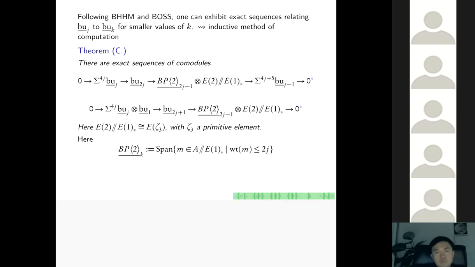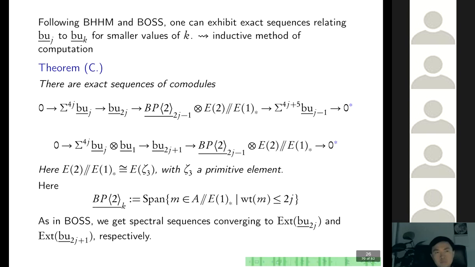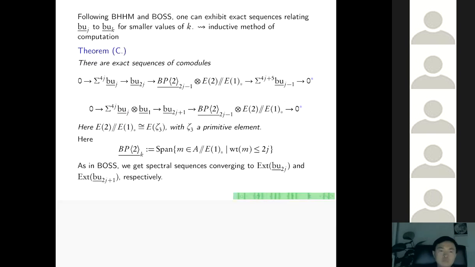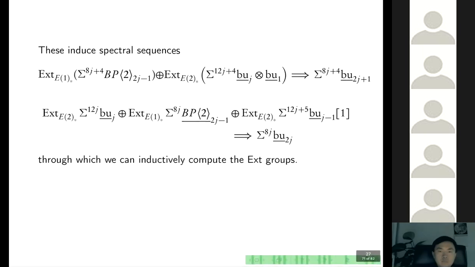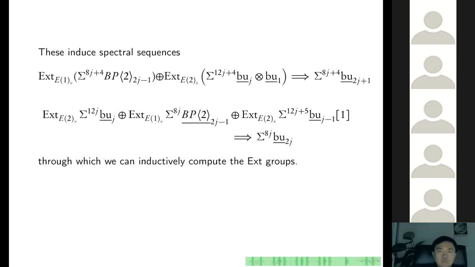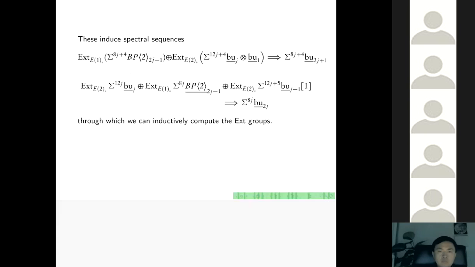Anyway, in both of these exact sequences, the thing you're really wanting to compute is the Ext groups for BU2J or BU2J plus 1. And so we regard these exact sequences as giving us spectral sequences converging to these desired Ext groups. And they look like this. In the case of trying to compute Ext of BU2J plus 1, you get an E1 term which is the direct sum of Ext over E2 of this BUJ tensor BU1, and then also Ext over E1 of, I'm sorry, there's a missing underline, BP2 2J minus 1.